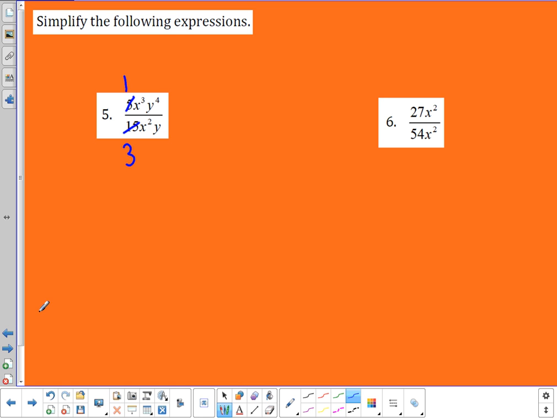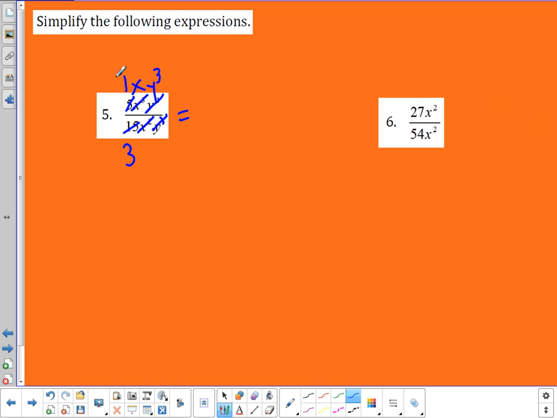Then I take a look at my x's. I have 3 x's on top, 2 on the bottom. Well, 3 minus 2 gives me 1. And then I need to ask myself, where did I start with more? I started with more up on the top. That means that's where that x is going to be left over. So I've got an x left over on the top. Those all go away. And then the y's, I have y to the 4th on top over y to the 1st on the bottom. 4 minus 1 gives me 3. And I started with more on the top, so I have y to the 3rd on the top. This y goes away.